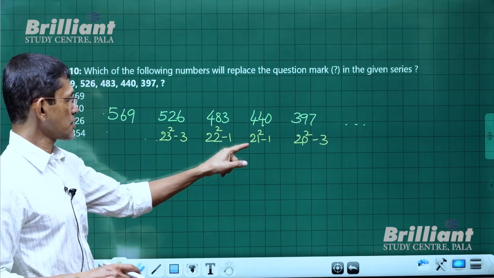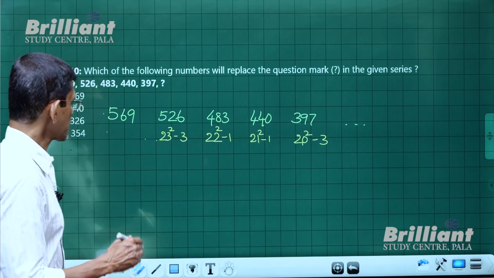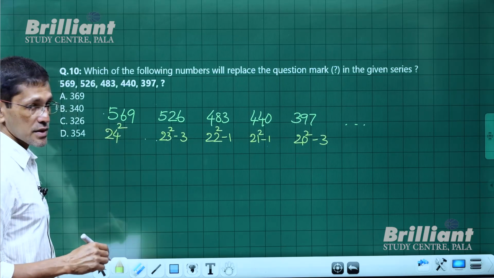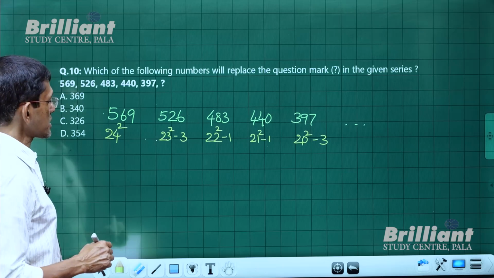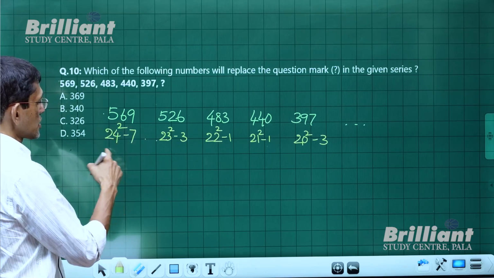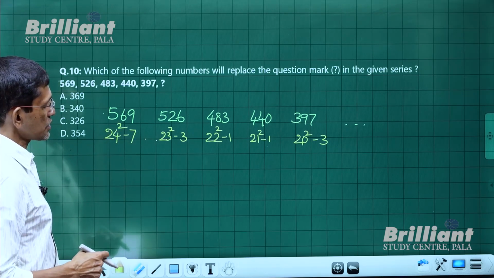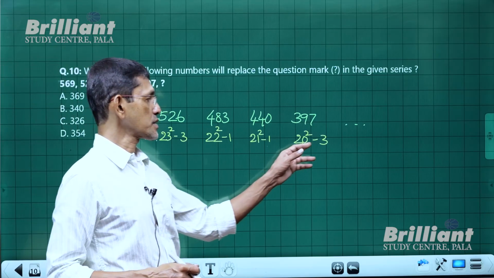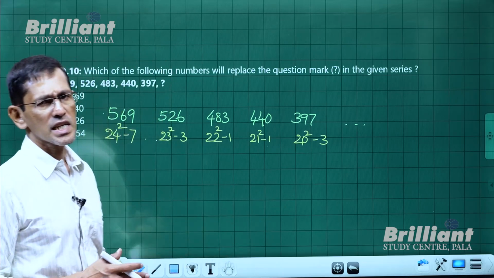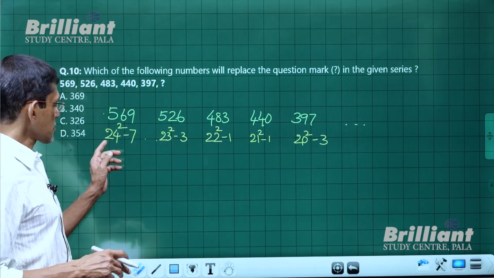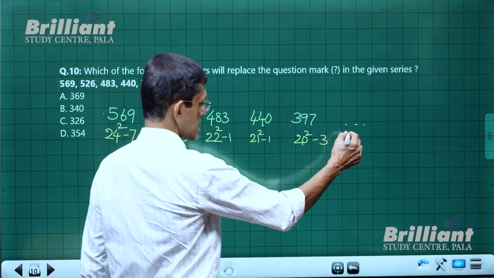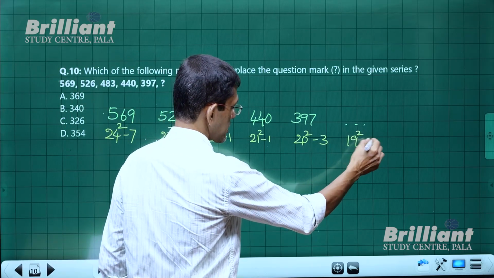So this is 20, 21, 22, 23. How about this 24? 24 square is 576, right? 576 minus how much? 7. So 24 square minus 7, 23 square minus 3, 22 square minus 1, 21 square minus 1, 20 square minus 3. Well, we are not really getting any clear pattern here. It's 24, 23, 22, 21, 20. Next one could be 19. So 19 square, we are getting that part, but minus how much?